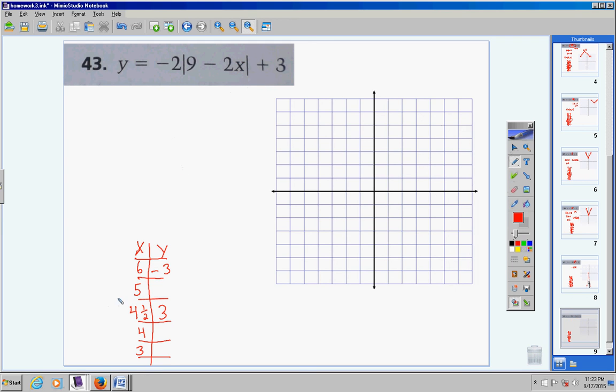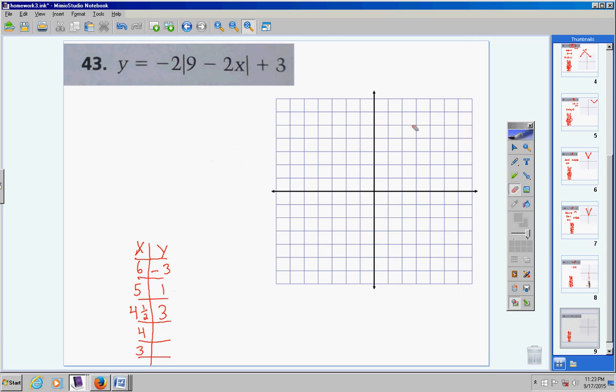Let's put 5 in. So where x is, I'm going to put 5. Okay? So I have a negative 2 right here. Then my absolute value. Let's simplify this. Negative 2 times 5 is negative 10. So you have 9 negative 10. That's negative 1. Bring down your positive 3. Now, we know the absolute value of negative 1 is positive 1. These are multiplying. Negative 2 times 1 is negative 2, positive 3. That's going to give you 1.